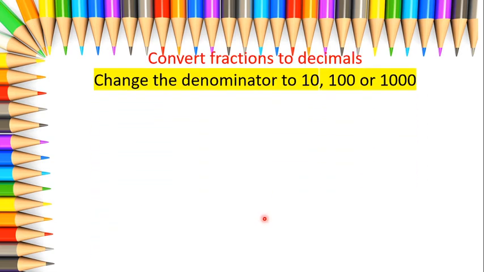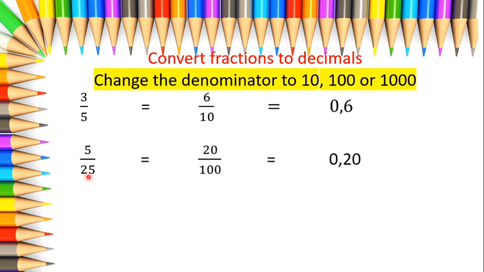Converting fractions to decimals. Change the denominator to 10, 100 or 1,000. 3 over 5, I'm changing the 5 to 10. I times with 2, so I must times on top with 2 as well. 6 tenths equals 0,6. 5 over 25, I can't make that a 10, I'm going to make it 100. I times with 4. 5 times 4 equals 20, equals 0,20.